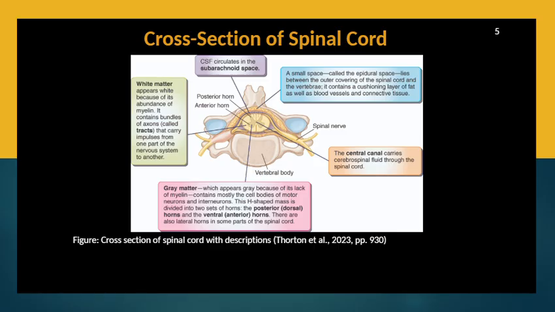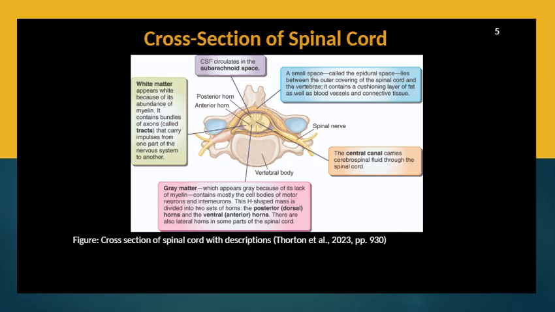When there is damage to the white matter tracts, such as from trauma or multiple sclerosis, it can severely affect movement and sensation. The central gray matter is where we find the cell bodies of motor neurons and interneurons. It appears gray because it contains little or no myelin.